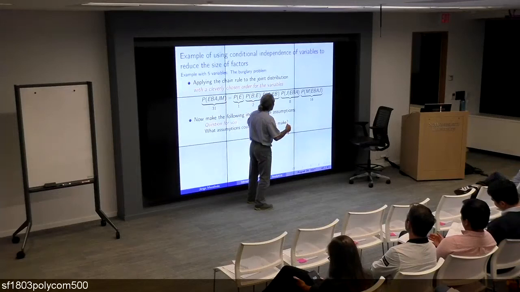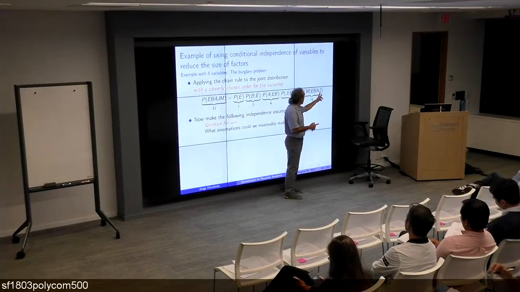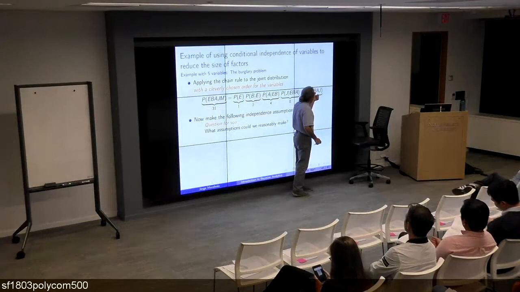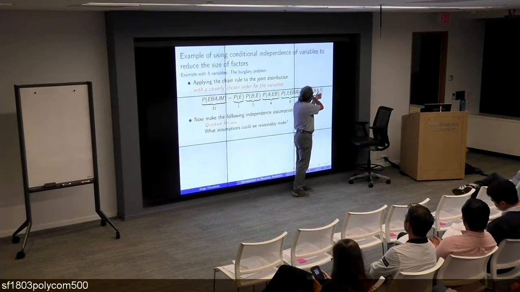Okay, so you're telling me that the probability of Mary calling doesn't depend on whether John is calling, given an E and a B. Yeah, clear John out of that. So I agree, we can clear John out of that. Because what he's telling me is, if the earthquake is happening and the burglary is happening and the alarm is ringing, basically, whether John calls or not, Mary will not change her behavior.